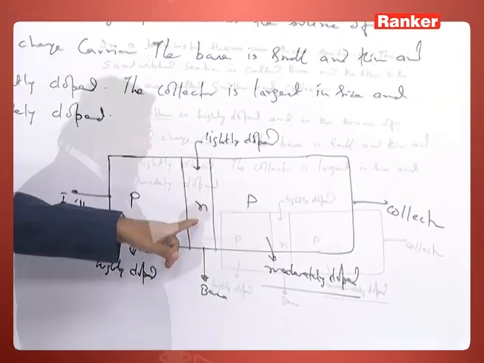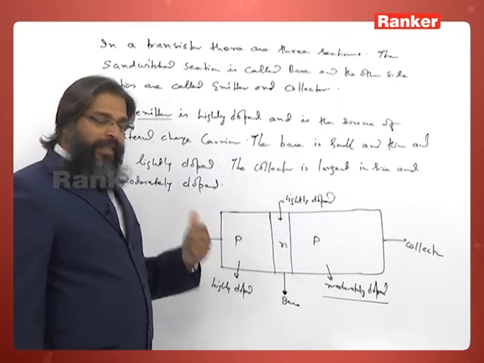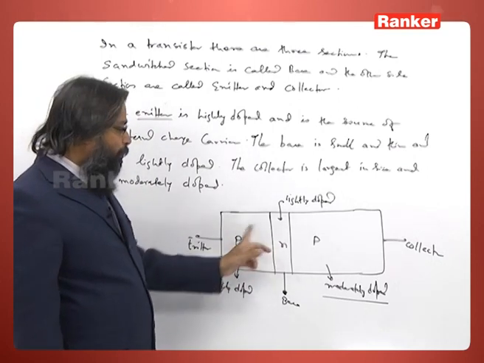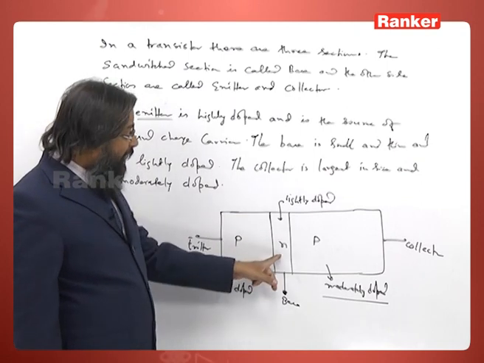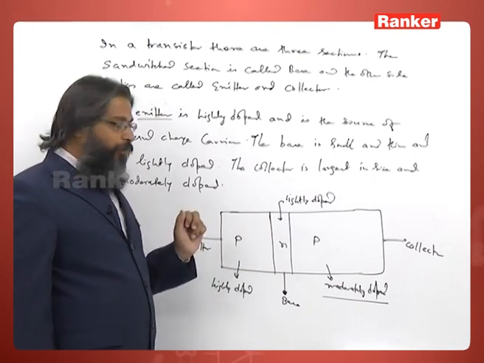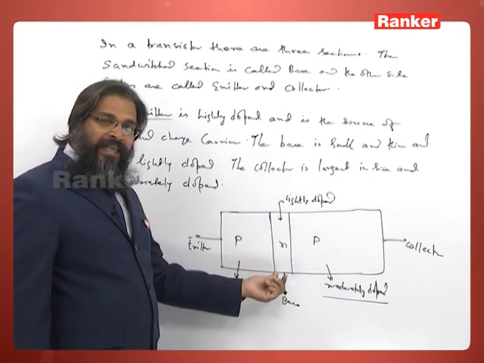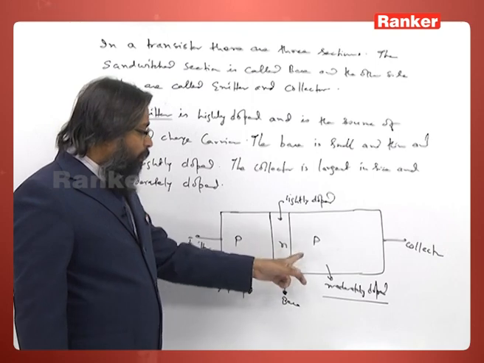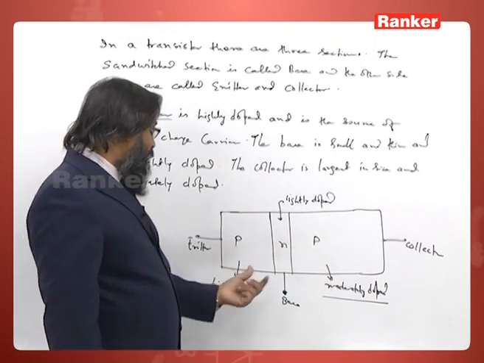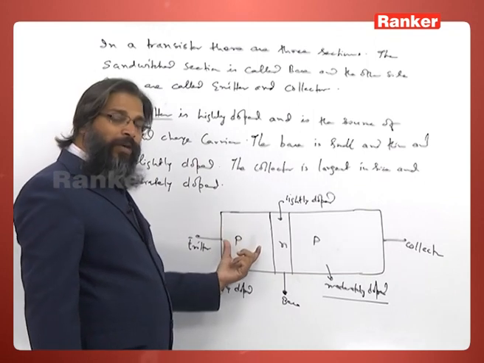So, this is the doping level. Let us summarize the construction of a transistor. In a transistor, N type is sandwiched between two P types, or P type is sandwiched between two N types. Thus there are two types of transistors, PNP type or NPN type. The base is thin and lightly doped. The collector is moderately doped and comparatively large in size, and the emitter is highly doped and moderate in size.